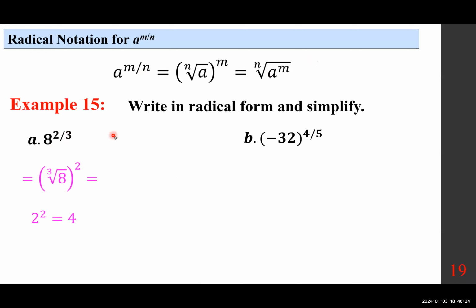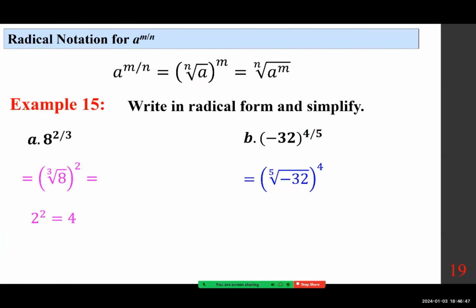-32 to the power of 4 over 5. With this format or this format, it's easier to go with this one. The 5, the denominator, becomes the index and the numerator becomes the exponent. And of course, this you know to be -2. So -2 to the power of 4 is positive 16.